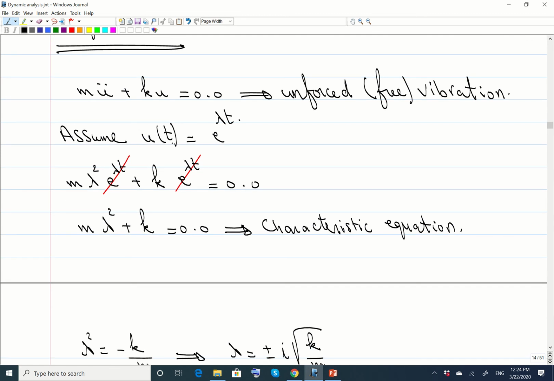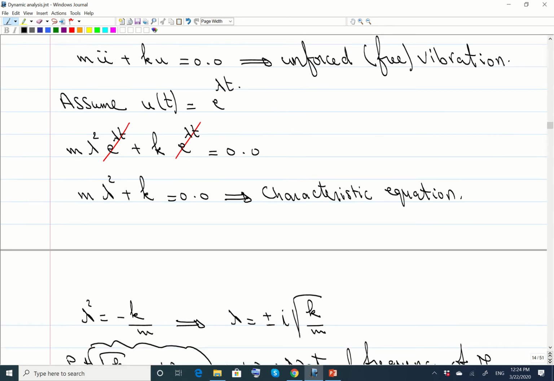You assume that u as function of time is e power lambda t, and then you substitute here u double dot, the second derivative of e power lambda t, it's going to be lambda squared e power lambda t. So m lambda squared e power lambda t plus k u, which is assumed as e power lambda t, equals 0. You can cancel e power lambda t, or divide the entire equation by e power lambda t, so you're going to end up with m lambda squared plus k equals 0. That's called the characteristic equation.